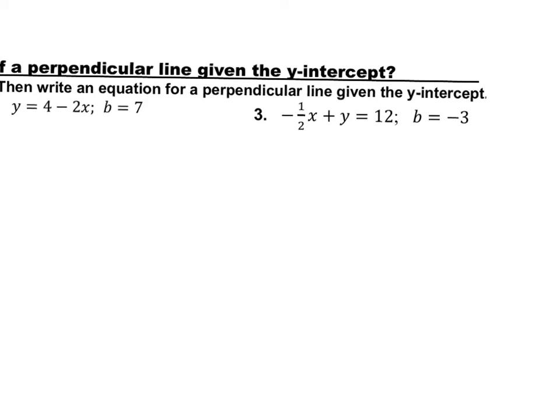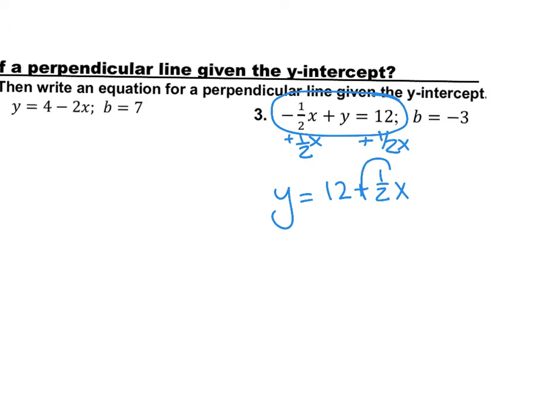All right, let's take a look at this one. We're writing a line that's perpendicular to this given line, but it has this y-intercept of -3. So first of all, notice how this equation right here, before I can tell what the slope is, I need to solve for y. So let's add 1/2 x to both sides. So I'm going to have y is equal to 12 plus 1/2 x. All right, so let's identify the slope of this line, which is 1/2.